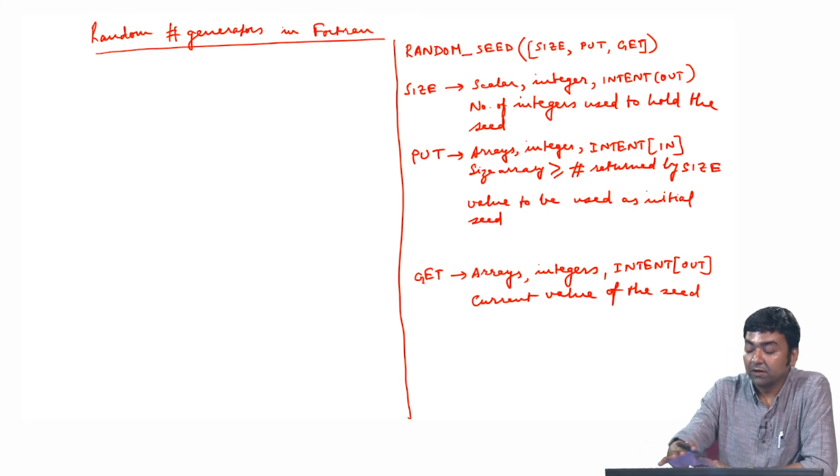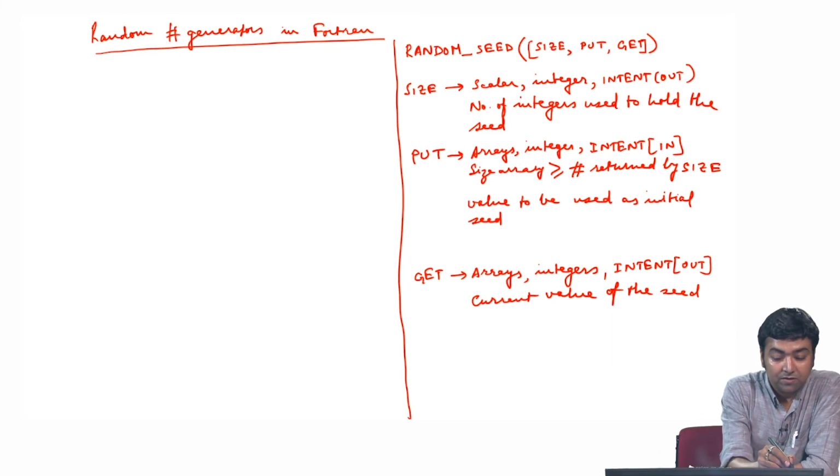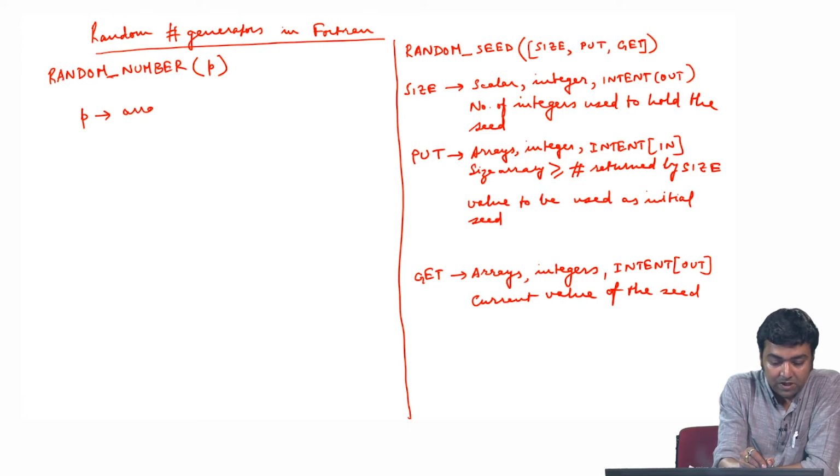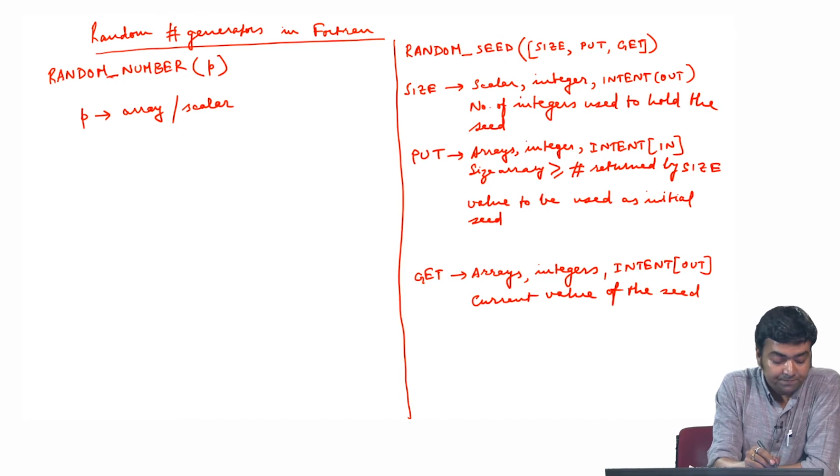So, this is the subroutine related to the seed, which is used by the subroutine which generates the random number, and that subroutine is called random_number. The argument p can be either an array or a scalar quantity depending on how you are declaring p in your program, and the type is real.